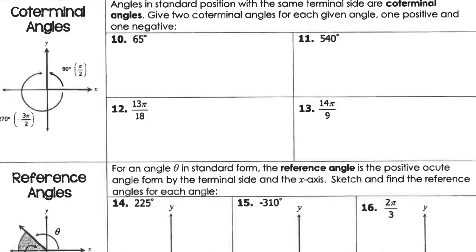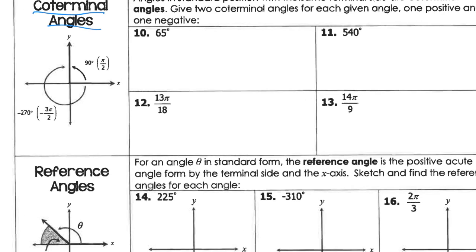So moving on to the back side here, we're looking for coterminal angles. Coterminal angles are just angles that end in the same location. So if you look at the picture on the left-hand side here, the 90-degree angle obviously goes straight up and is the exact same ending point as negative 270 degrees. So they're coterminal. They have the same terminal side.